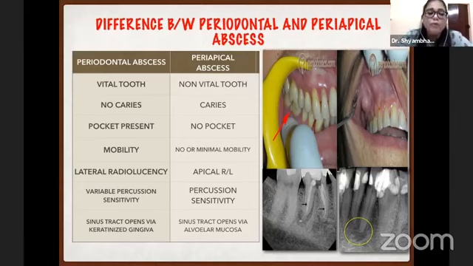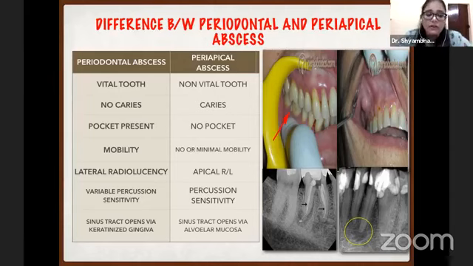In a periodontal abscess, again, mobility can be seen, whereas in a periapical abscess, there will generally not be mobility, but in chronic cases wherein there has been a periapical abscess for a longer duration of time, definitely minimal mobility might be seen. A periodontal abscess usually gives lateral radiolucency, whereas a periapical abscess gives apical radiolucency. A periodontal abscess has variable percussion sensitivity, whereas in a periapical abscess there is definite sensitivity to percussion.